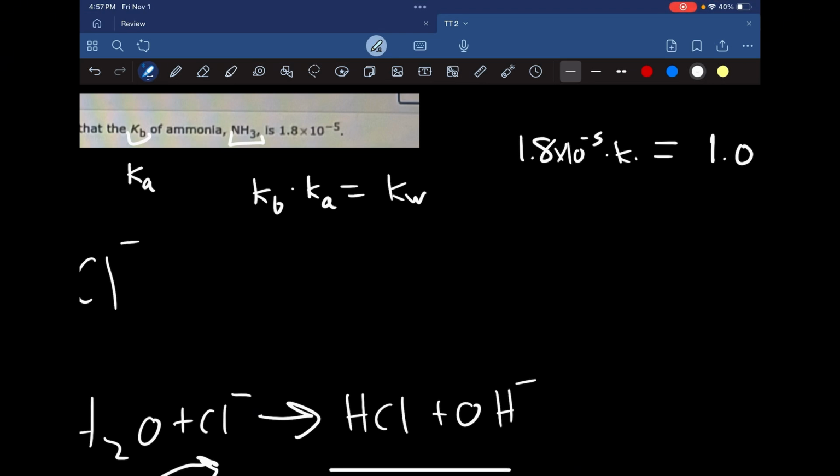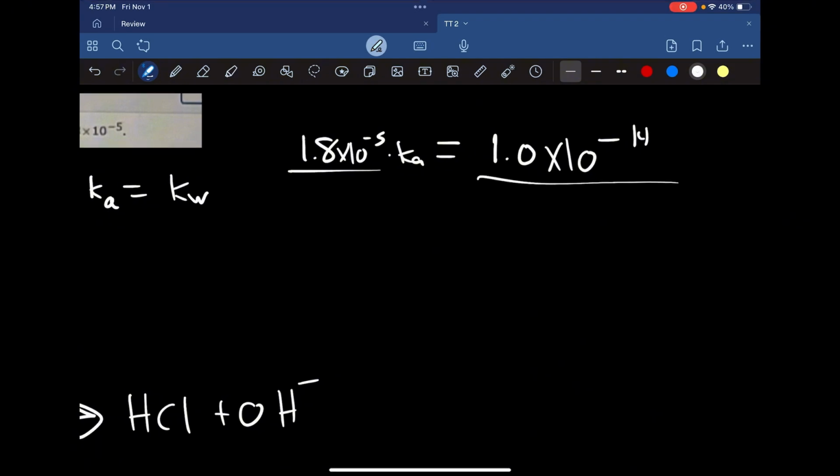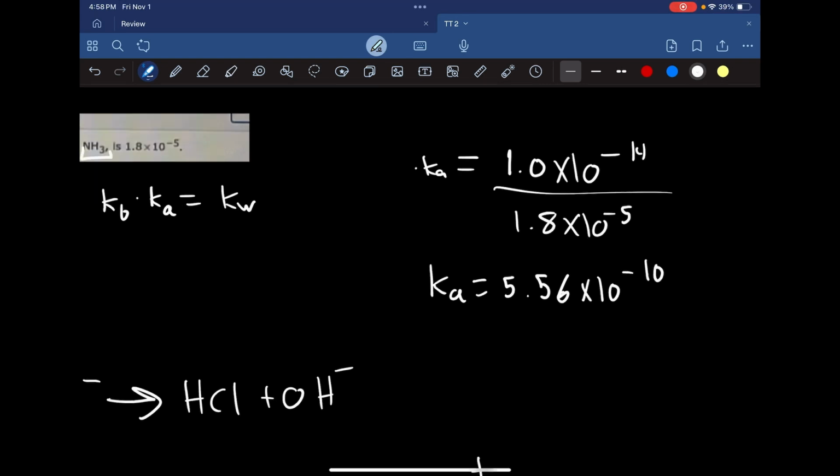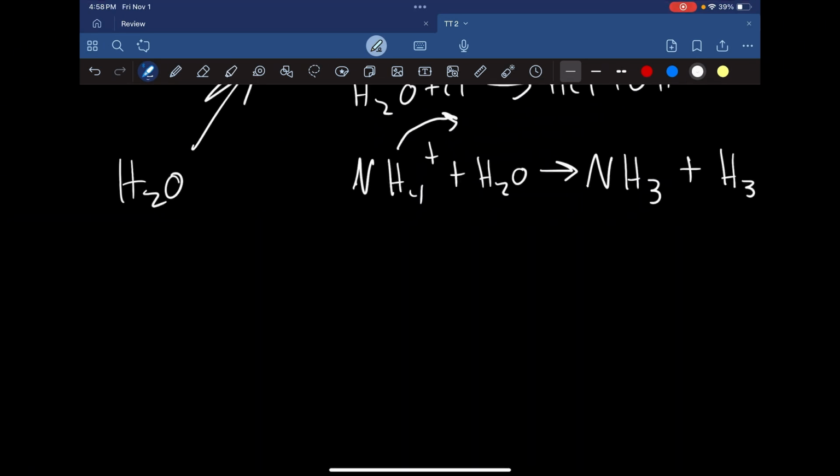times Ka. So when we divide by 1.8 times 10 to the negative 5, we get that Ka is equal to 5.55, well, let's just round it to 5.6 times 10 to the negative 10. So now that we have that, we could go work on our ICE table.